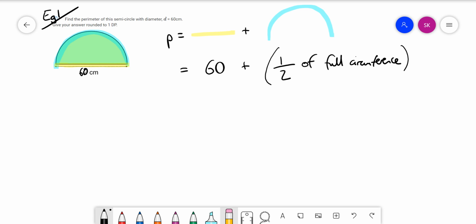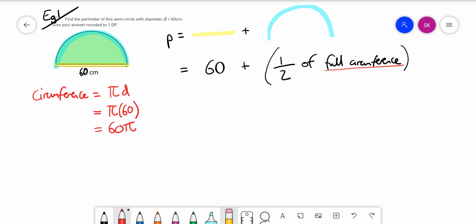Now we've got to figure out the full circumference. I'm going to do this in, let's do it in red over here. When I write circumference, I mean full circumference is pi times d. We know that diameter is 60. So I'm going to leave it in terms of pi like that. So to be clear, that is if the circumference went all the way around the circle. If we were finding the full circumference, that would be it. But we're not finding the full circumference. We are trying to find half of it, which means half times the full circumference, which is 60 pi.